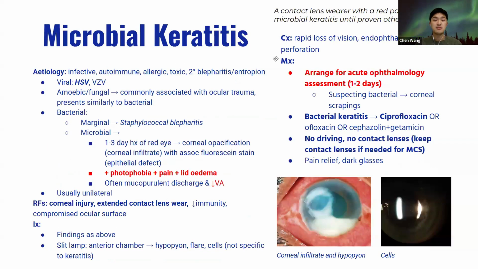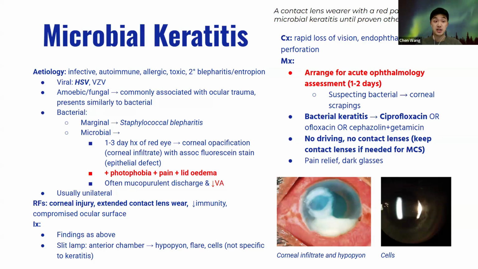So moving on to microbial keratitis. Microbial keratitis can be caused by a host of different infective agents. It can be viral, fungal, amoebic, and bacterial. But all of them will have photophobia, pain, and some edema on the eyelids as well. The key risk factor is just injury to the cornea, as you might imagine. And again, this is where contact lens wearers come in, being an at-risk group for this condition as well.